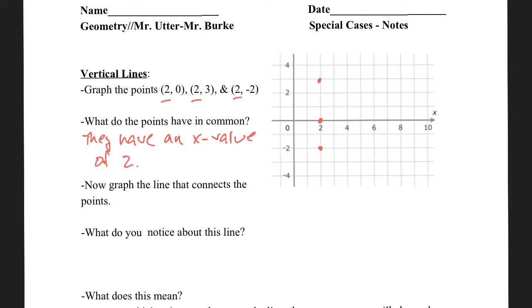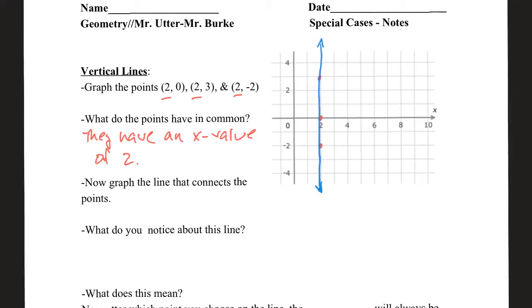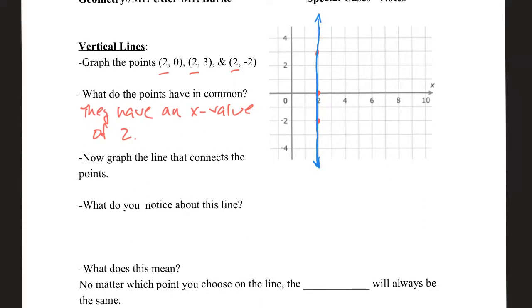All right, and now we're going to graph the line that connects all of these points. Something like that. And now, what do we notice about this line? Well, for one, obviously it is a vertical line. So it's vertical.